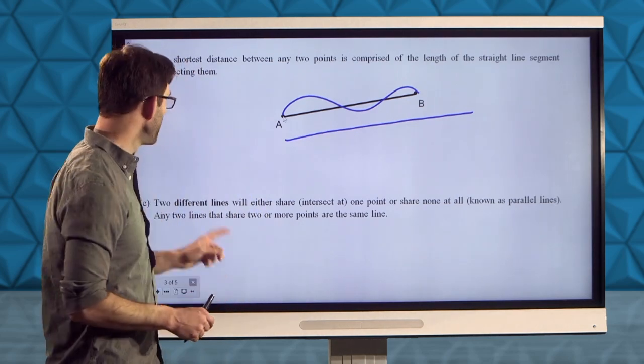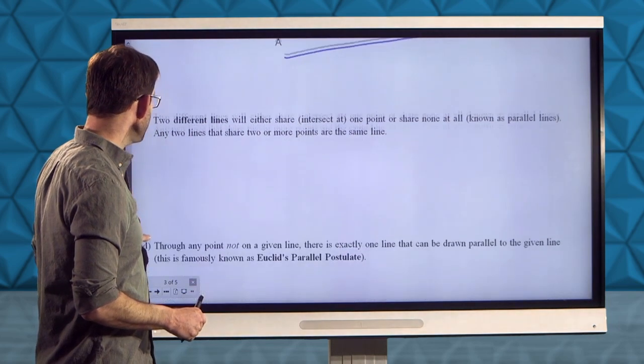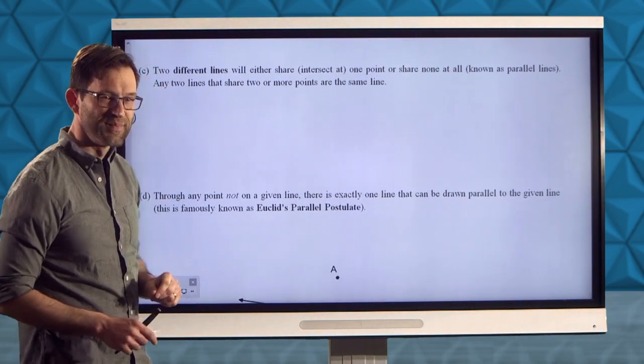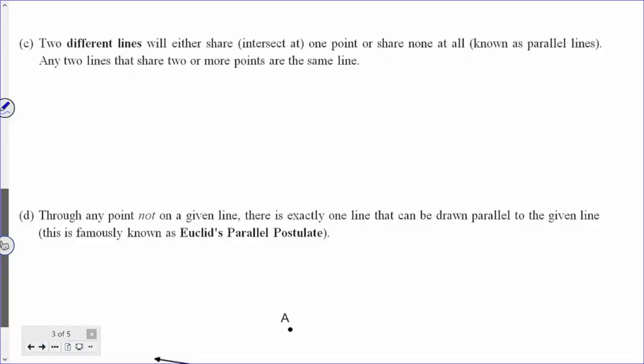Let's take a look at another one. All right, this one's kind of cool. Letter C says 2 different lines will either intersect at 1 point. So again, let me say that a little bit better. Will share 1 point, or share none at all, known as parallel lines. Any 2 lines that share 2 or more points are the same line.